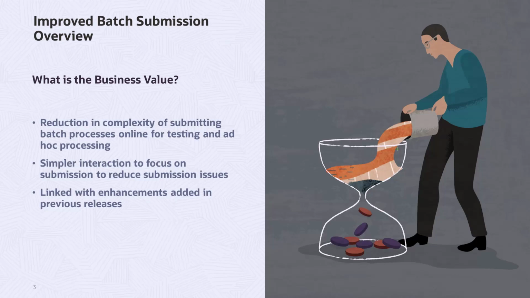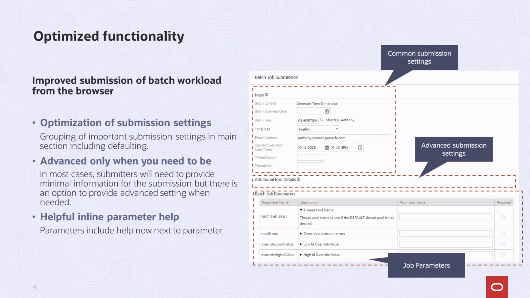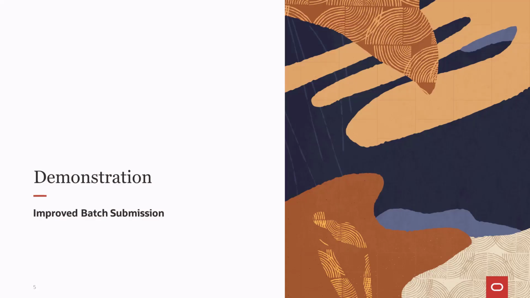and reuse them. There are several key areas where the batch submission has been optimized, including optimization of key parameters for ease of use, including defaulting, isolation of advanced parameters so they are only provided when needed, and help is now next to the parameters. Now let's take a look at the improved batch submission.